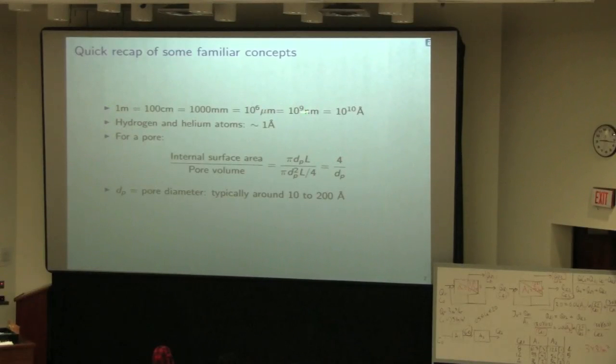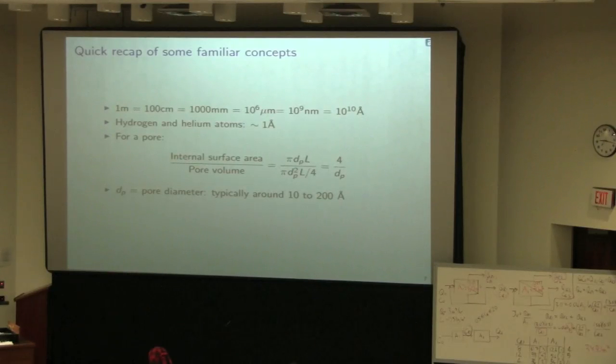If we look at the length scales here: 1 meter, 100 centimeters, 1,000 millimeters, and 10 to the 6 microns. So we've delved up to microns right now in the membrane topic, and we're comfortable with microns. Nanometers: 10 to the 9 nanometers equals a meter, and then angstroms, 10 to the 10. As this course goes on, we're getting to smaller and smaller sizes that we're interested in. For reference, a hydrogen or helium atom is on the order of 1 angstrom in size.